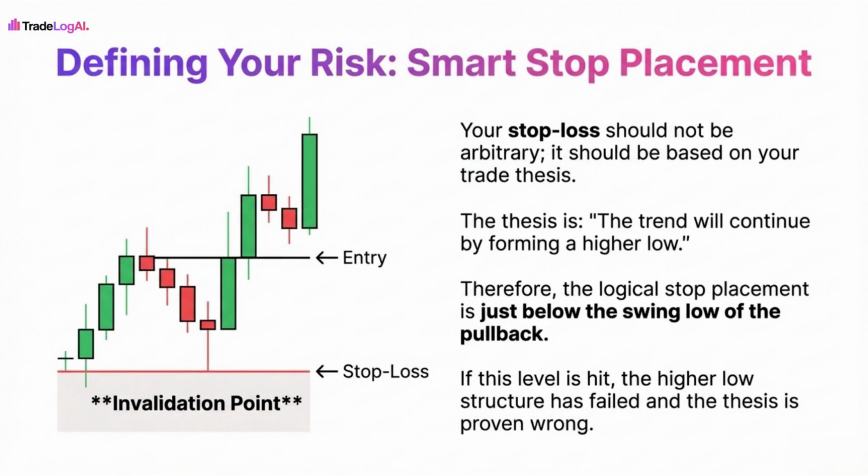Stop loss is not a random number. It's tied to your thesis. The thesis here is, the trend will continue by forming a higher low. Therefore, the logical stop is just below the swing low of the pullback, your invalidation point. If that level is hit, the market proved you wrong. Good. That's disciplined risk management.